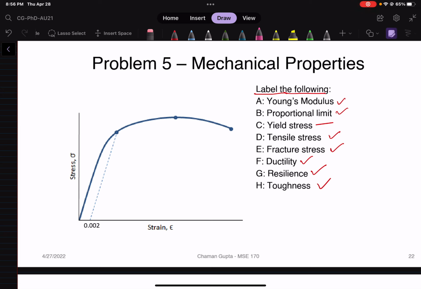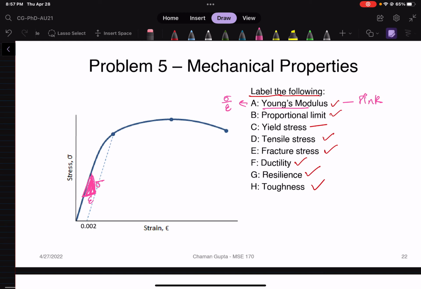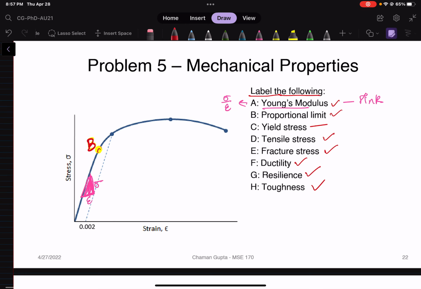So the first very important thing we know is let's start with the Young's modulus. We know that the slope here, sigma over epsilon, this slope is given as A. So I'm going to just color it with pink. So I'll just write pink over here, which is sigma over epsilon in the elastic region. Proportionality limit is this point where this line stops. So let's draw it with maybe a yellow color, or maybe a red color. B, this is the proportionality limit.